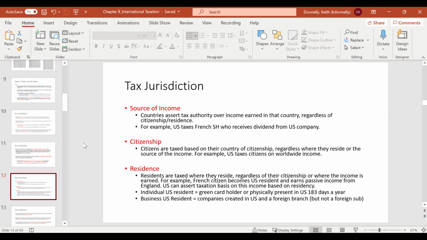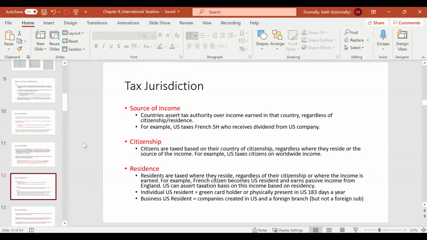Now, in order to claim a stake or apply a tax to an individual or a business, a country has to have jurisdiction, right? You can't just randomly tax anybody or anything. You have to have jurisdiction. Now, there are many bases that can give rise to jurisdiction. The first one is the source of income.